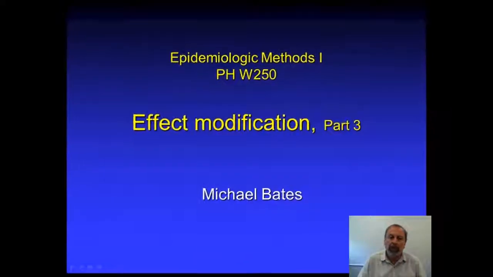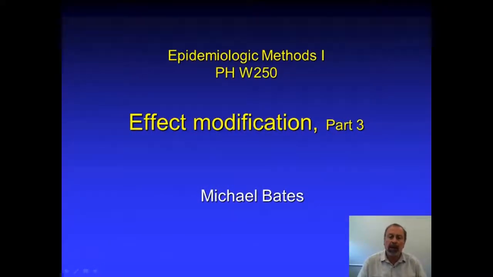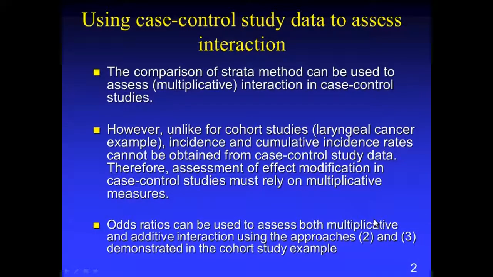In this final talk on effect modification, I'm going to talk about using case control study data to assess effect modification. I'm going to talk about comparing additive and multiplicative effect modification using a continuous scale, and also why it is that additive effect modification is really the most important measure in public health terms. So let's start with case control study data.